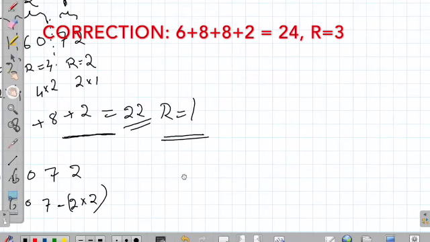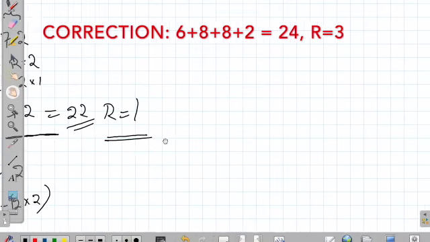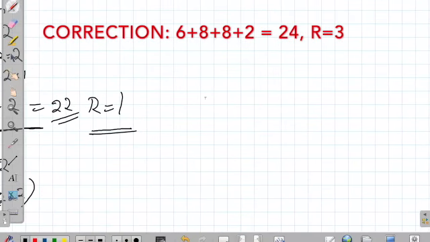Which method to use when, I think it will depend on the student's capability and what we need. If we need the remainder, we'll have to use something like this. If we only care about divisibility, then we can use whatever is simpler.